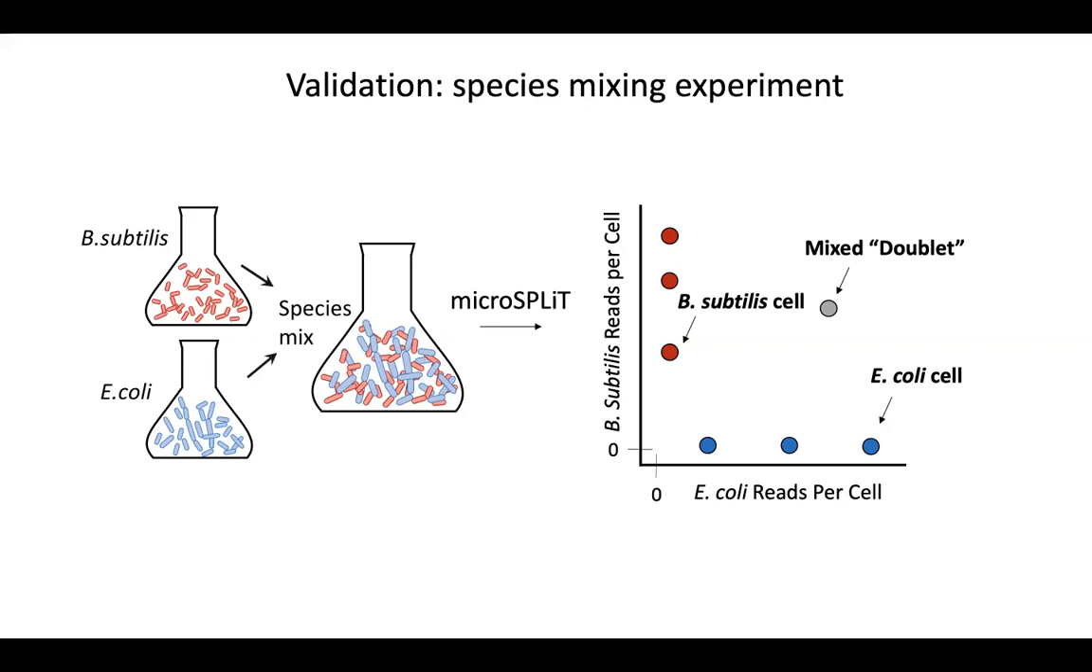A cell that is in this middle space means it has both E. coli and Bacillus reads, so it likely represents what we call a mixed doublet. It could result either from a physical doublet, where the cells are sticky, stick to each other and travel physically together through our combination of cells, or maybe it's just random chance.